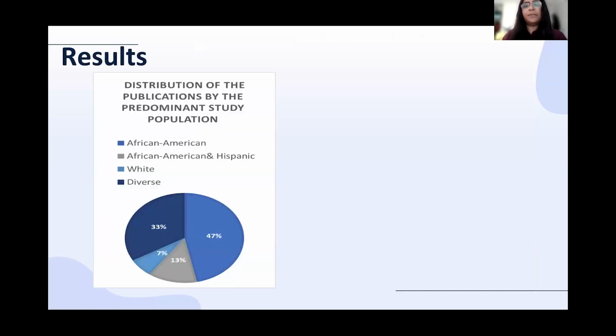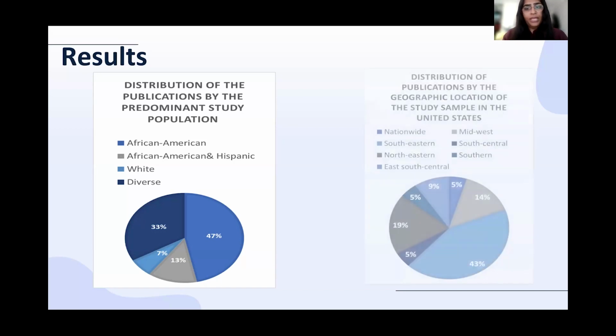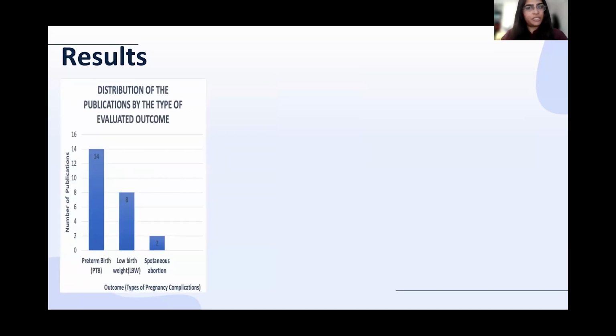Additionally, various themes emerged from the findings of all the included studies. 9 studies had their predominant study population as African American and/or Hispanics, with the percentage being as high as 80% of the entire sample. 13 studies had their study population from the southeastern or northeastern region of the United States, which included the states of North Carolina, Alabama, Pennsylvania, and New York. Preterm birth and low birth weight emerged as the most frequently evaluated adverse pregnancy outcomes, highlighting their association with oral infections.